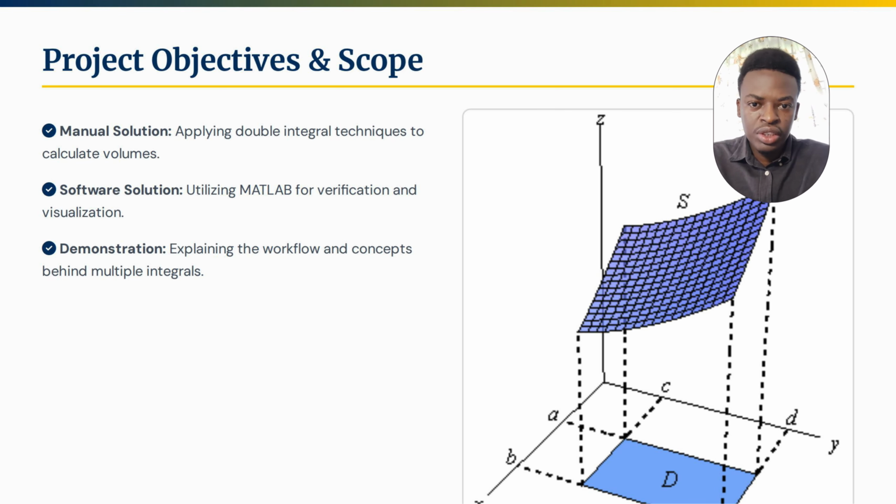About the project objective and scope. Firstly, we were asked to solve an engineering problem using manual calculation. After we do the manual calculation, we verify our answer using MATLAB Simulink, and then we also verify our graphs. And this is what we are going to show you in the upcoming videos or slides.